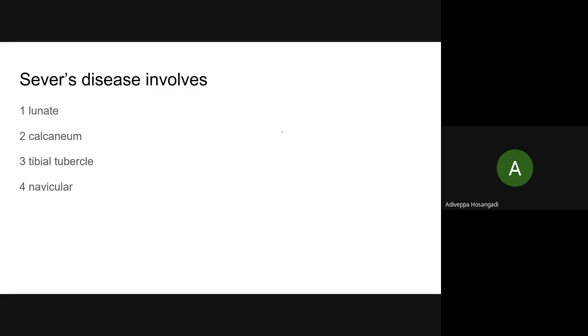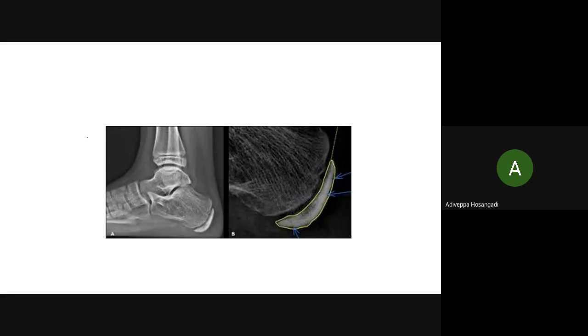Sever's disease involves, I think you can take a chance here. So second. Calcaneum. Very good, very good. See, lunate, you know, Keinbock's, tubercle, I told you, Osgood Schlatter's disease. Navicular, we know it is Köhler's. So what is remaining is Sever's. So this is one X-ray you will remember. You will never forget this.